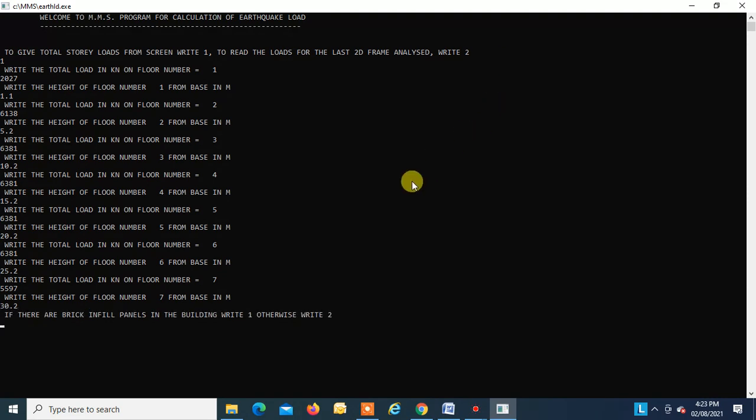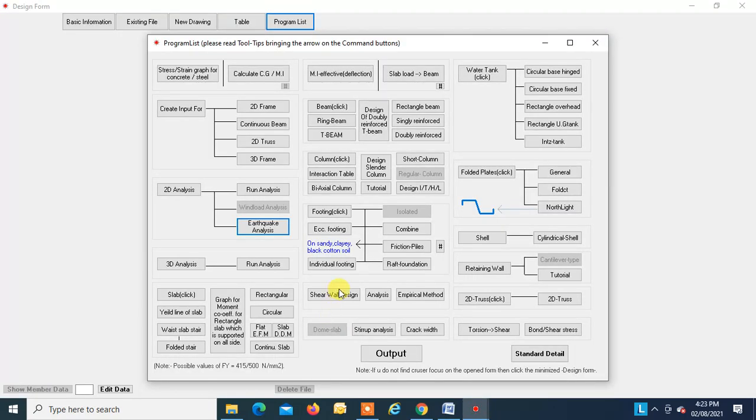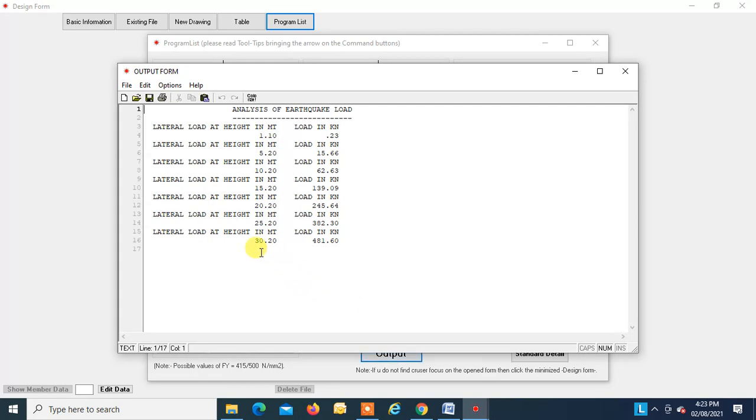If there are brick infill panels we would write 1, but we don't have any brick infill panels, so we'll write 2. Value of response reduction factor is 5. So we can get the output, right? This is how we get the output. The lateral load at 30.2 height from the base is 481, at 25.2 is 382, at 20.2 it is 245, and so on, right? So we can cross check with the manual results.